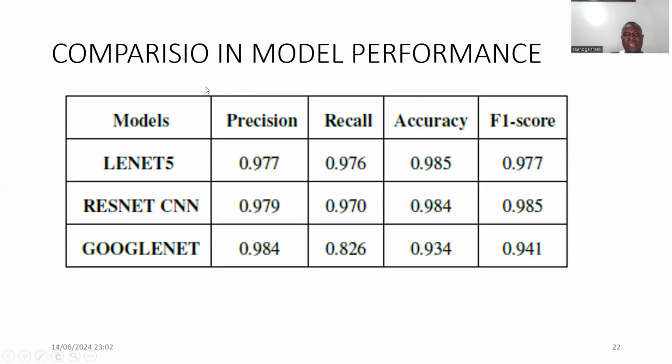So this is the comparison of the various performances across the three models: LeNet, ResNet, and GoogleNet. As you can see from this slide, ResNet and ResNet version 5, these two performed well. Even this one performed well, but the value of precision on GoogleNet is even lower than this one. So this one outperformed.